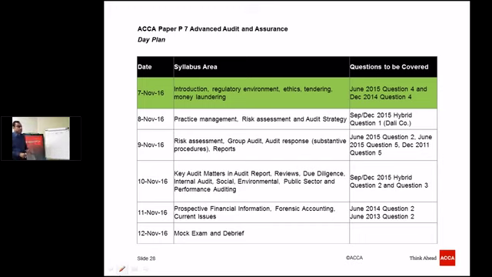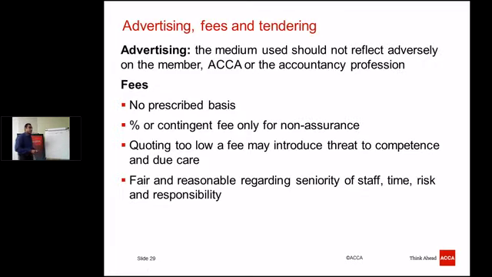So moving on to today's agenda, which is going to revolve around practice management, risk assessment, and then audit strategy. Let's start off with practice management. The part of which we left behind from yesterday relates to advertising. Meanwhile, if there are any questions from the Code of Ethics or any other areas that we discussed yesterday, please feel free to put them down in the question box. I will be happy to take them 15 to 20 minutes from now.